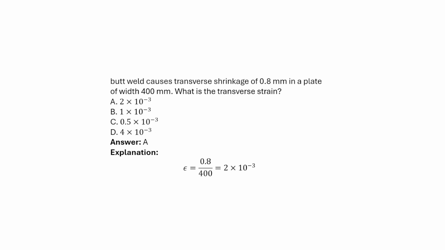Next, butt welding causes a transverse shrinkage of 0.8 mm in a plate width of 400 mm. What is the transverse strain? It is also similar to the previous one. We can calculate it by the change delta T divided by the total width, that is 400, which gives the transverse strain.